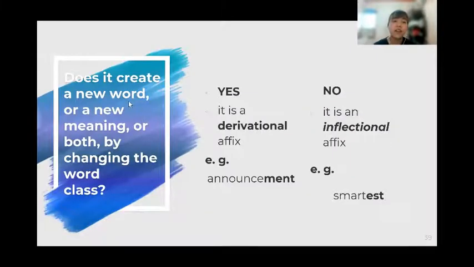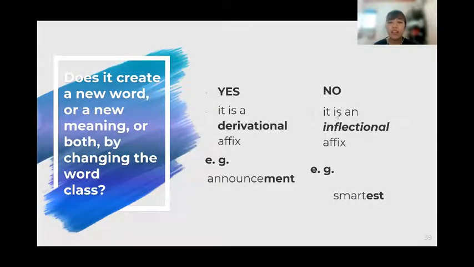So does it create a new word or a new meaning or both by changing the word class or the part of speech? If na-change ang word class or ang part of speech rather, it is a derivational affix, as we have said in the example announcement. Since announce is a verb, sang gindugang ang ment, nahimo na siya nga noun. So ment is a derivational affix or derivational morpheme.